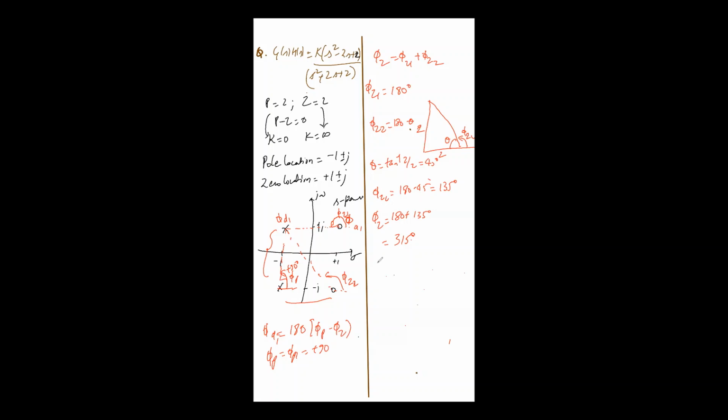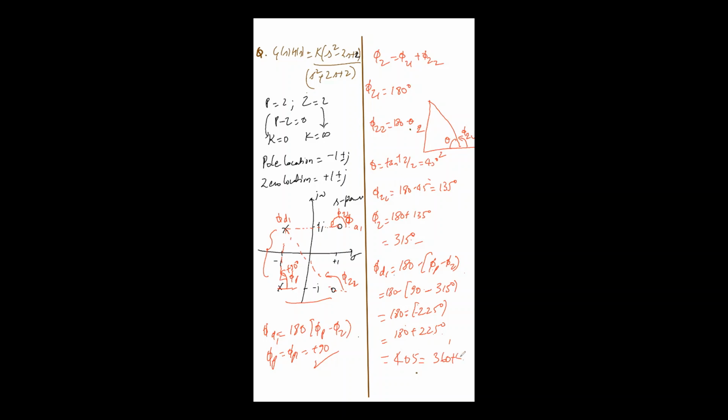Right? Now you have to calculate phi d1. Phi d1 was 180 degree minus phi p plus phi z. So 180 degree minus phi p, which we have calculated as 90 degree, minus phi z, which is 315 degree. So 90 minus 315 will be minus 225 degree. So minus will be plus, that will be equal to 180 plus 225 degree, which is 405 degree.